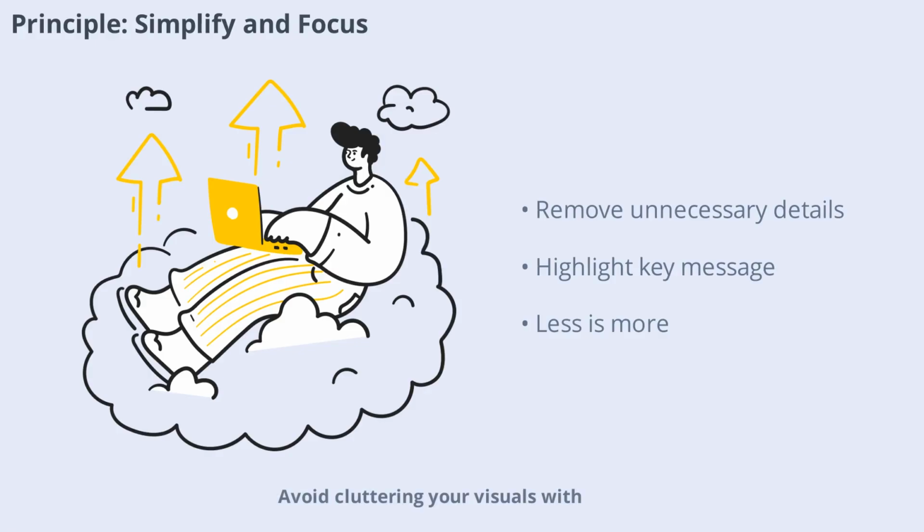Simplicity is a hallmark of great data visualization. Avoid cluttering your visuals with unnecessary elements like excessive grid lines, colors, or labels. Focus on what matters most, your key message. By removing distractions, you help viewers quickly grasp the main point. Remember, less is often more when it comes to effective visual communication.